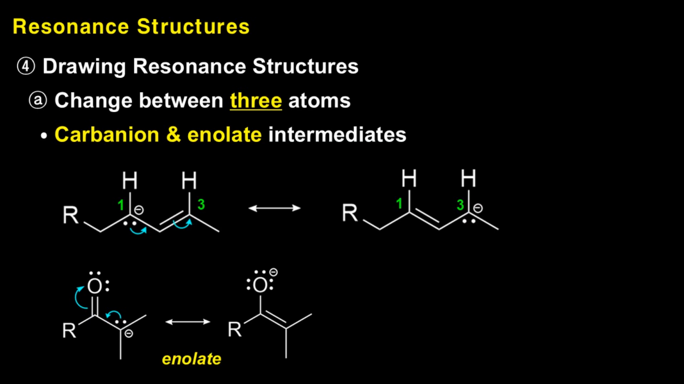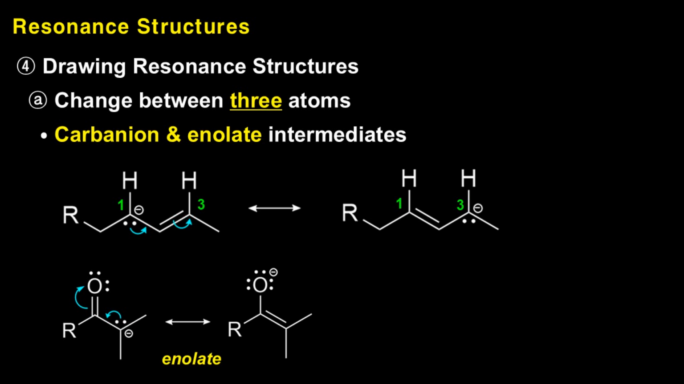The most common patterns usually involve electron movement between 2, 3, or 5 atoms, depending on the molecular setup. So let's start by looking at a 3-atom system, one of the simplest setups for resonance. A classic example is a carbanion intermediate. Here, the negative charge on a carbon can be delocalized through the movement of pi bonds.